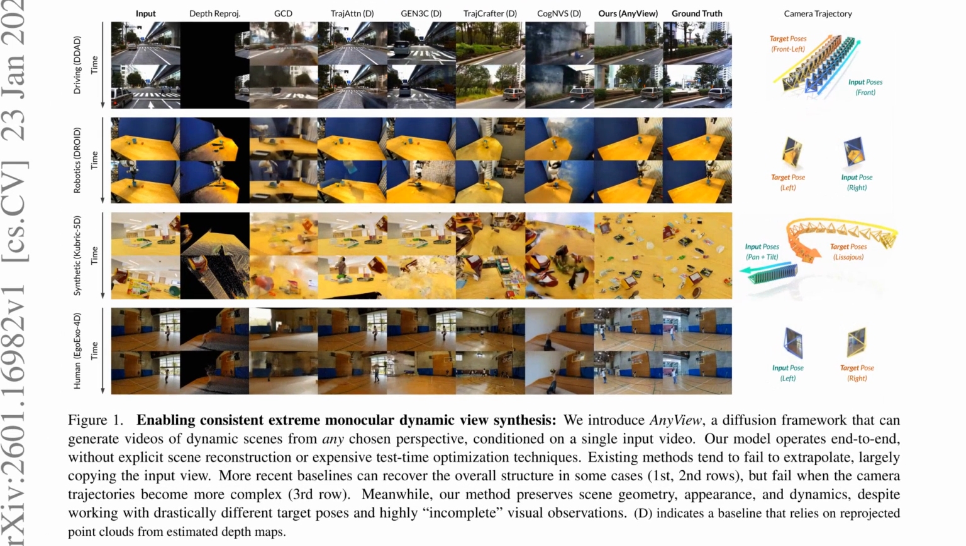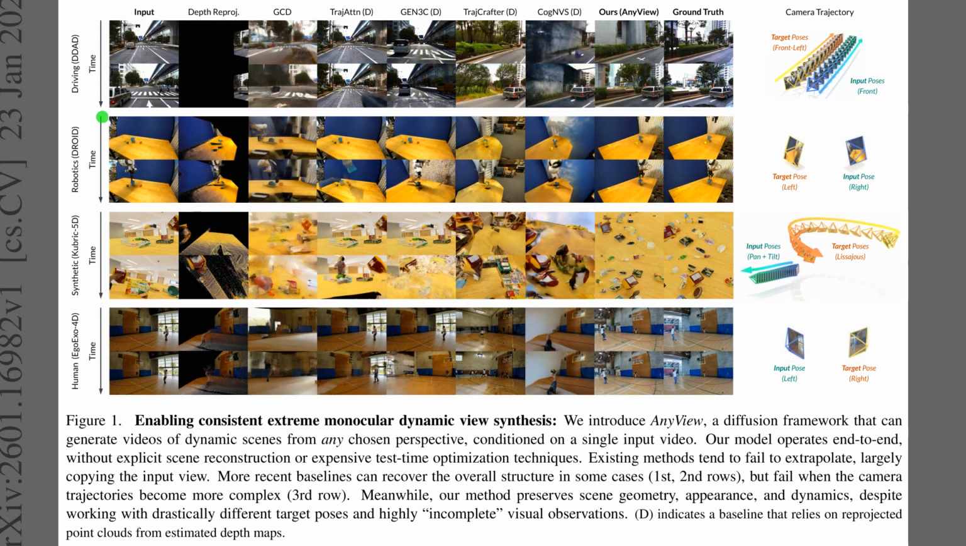Figure 1 illustrates the model's performance across diverse domains, specifically driving, robotics, synthetic scenes, and human motion. On the far right, the camera trajectory visualizations reveal the difficulty of these tasks because the target viewpoint often differs drastically from the input. While the baseline methods in the middle columns frequently fail, producing blurry artifacts or geometric distortions, the AnyView column generates sharp, consistent video that closely mirrors the ground truth.